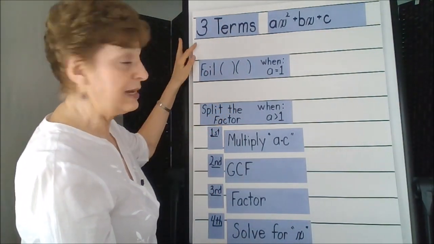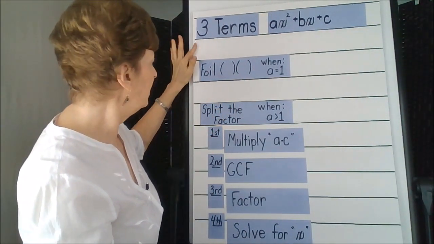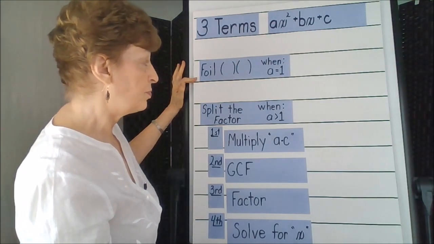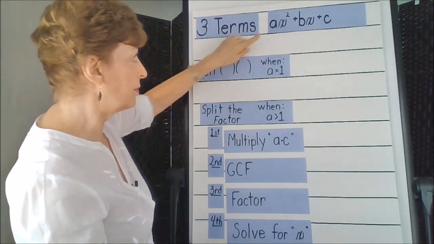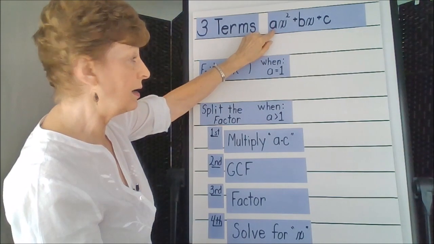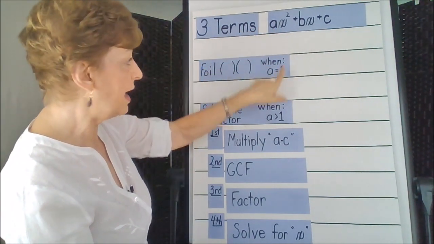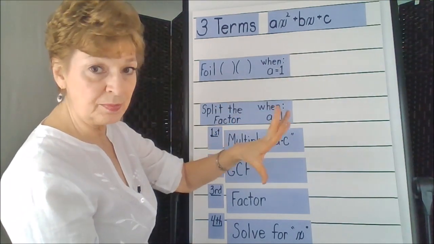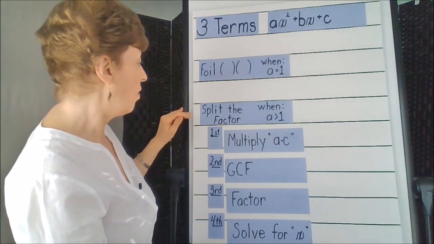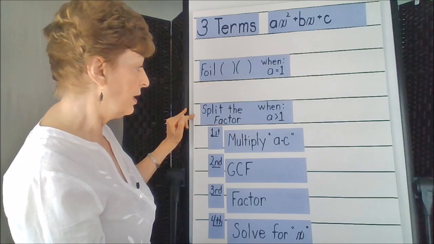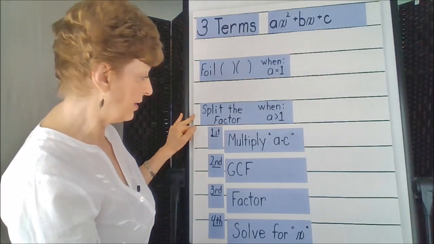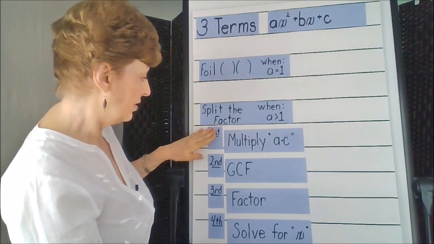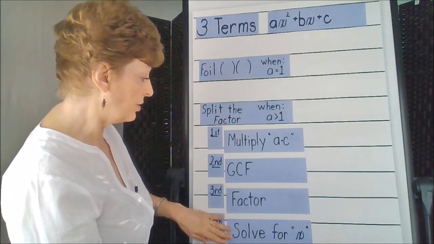If you have a three-term equation, then you're going to notice that your front term, the a squared, the a coefficient, you want to see that is a 1. If so, then you can just jump right in and start FOILing it. Or if it's greater than 1, you will want to think about splitting the factors. In that case, those were the steps for splitting the factors.